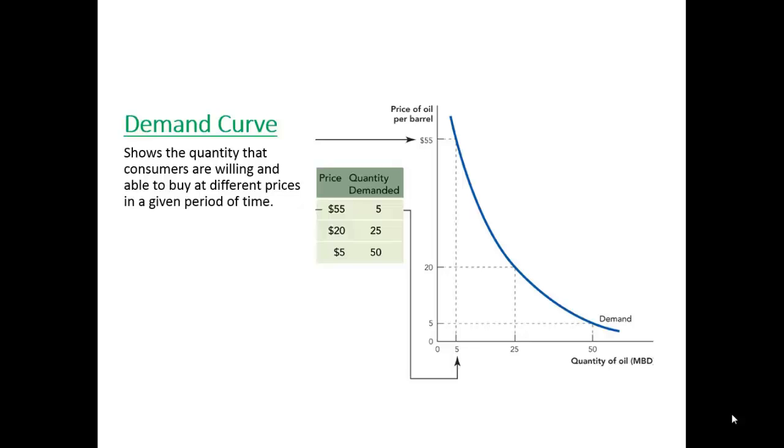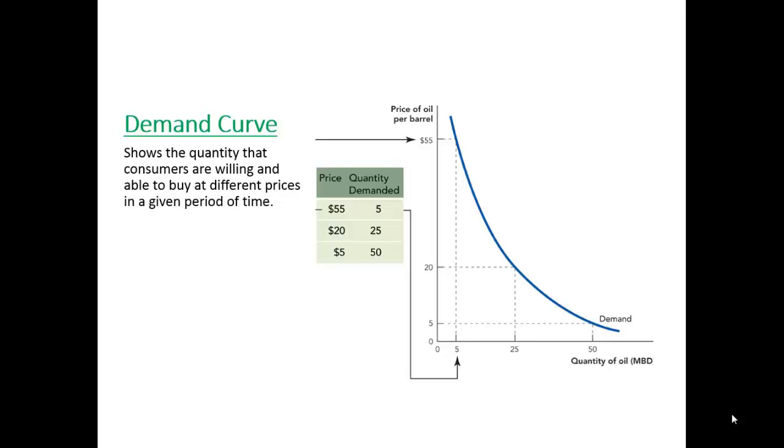On the x-axis we are measuring the quantity of oil demanded, which is measured in millions of barrels per day, and up on the y-axis we have the price of a barrel of oil. The demand curve shows that there is an inverse relationship, or negative relationship, between the price and the quantity demanded. What this suggests is that as the price of a barrel of oil falls, the quantity of oil demanded increases, or vice versa. As the price of oil increases, the quantity of oil demanded decreases.